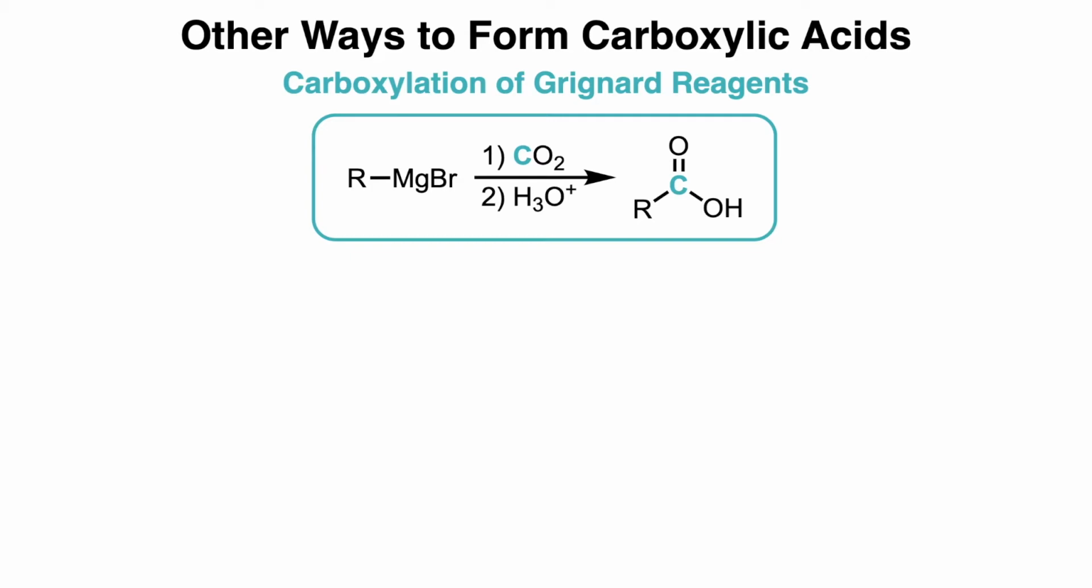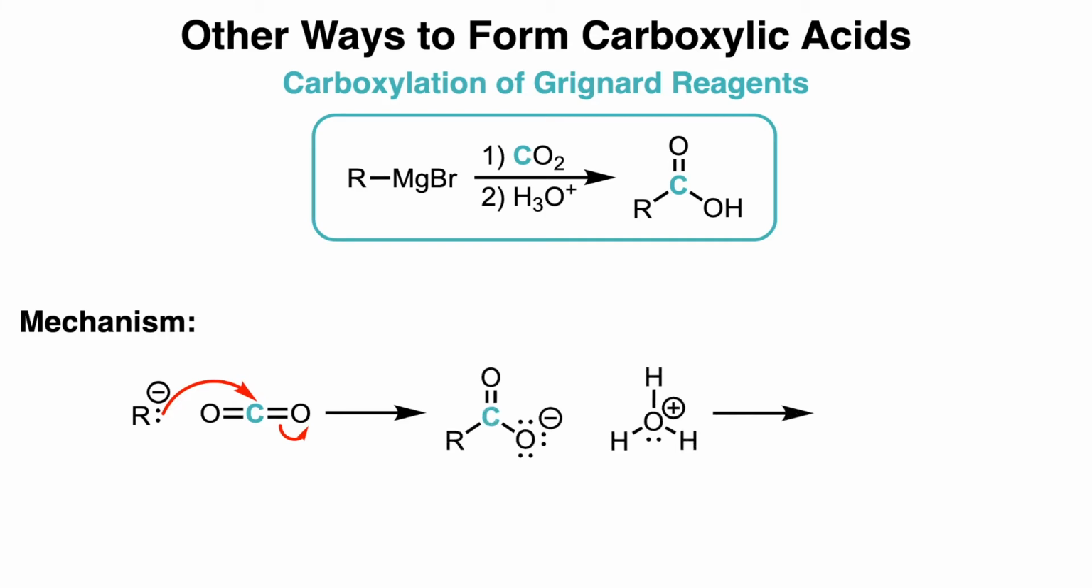Let's take a look at the mechanism. If we rewrite the Grignard reagent to show the lone pair and negative charge on the R group, the lone pair can act as a nucleophile to attack the carbon of CO2 while one of the carbonyl pi bonds breaks to form a new lone pair on oxygen. This forms a carboxylate ion intermediate where one of the lone pairs on O- gets protonated by H3O+ to form the carboxylic acid final product.